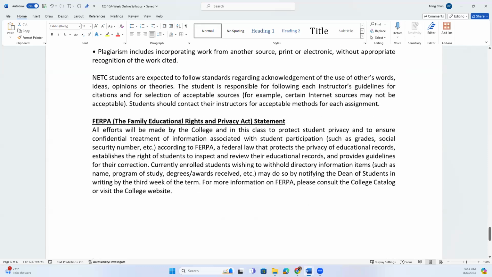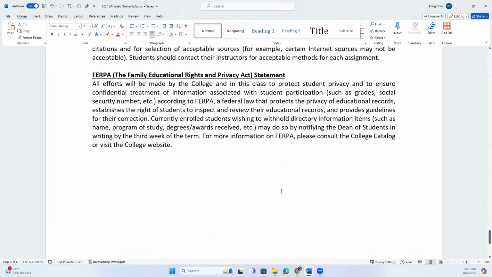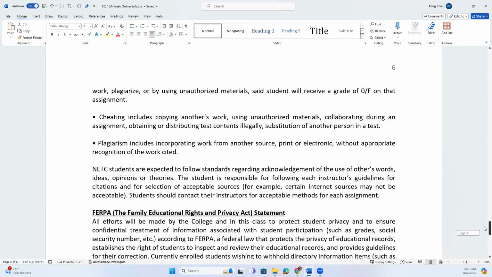FERPA, the Family Educational Rights and Privacy Act statement, is basically saying that no one from your family can come to the college and ask about a student's grades or attendance, things like that. All of that is protected under FERPA. So that's pretty much it for the syllabus.